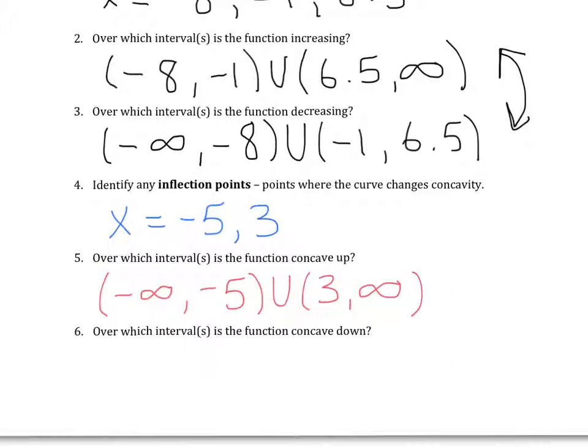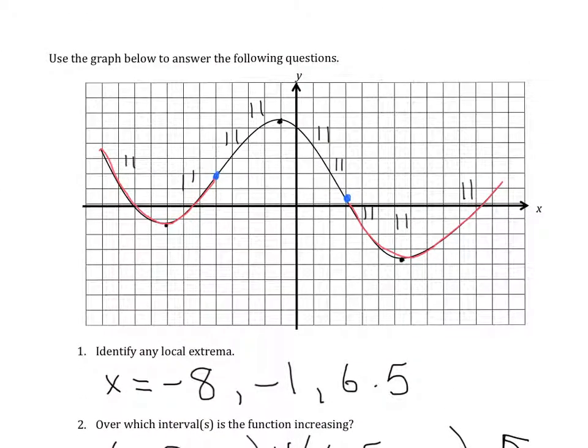And then if I were to consider those intervals over which the function is concave down, well, again, that should be complementary to the set of concave up. That's this big old frown right in the middle here. So that would be from -5 to 3.